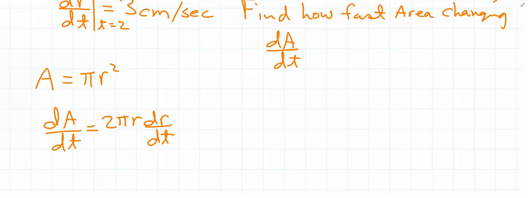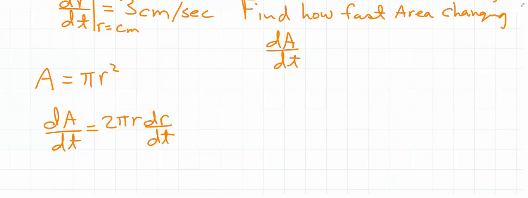Now, let me make one change here. Just for simplicity's sake, instead of when t equals 2, let me say the radius equals 2 centimeters. Okay, let's do that. So the radius is changing at 3 centimeters per second when the radius is 2 centimeters.